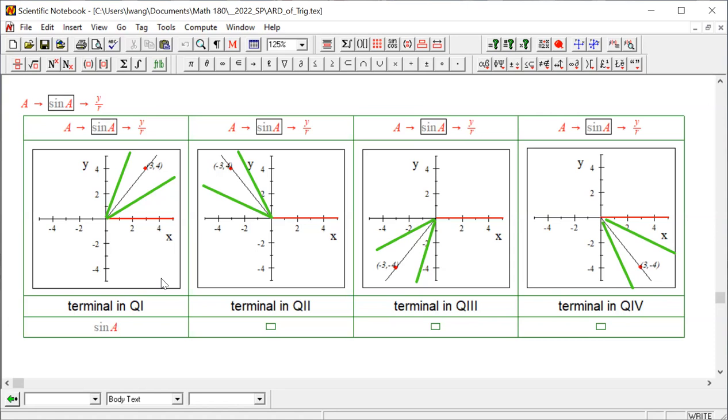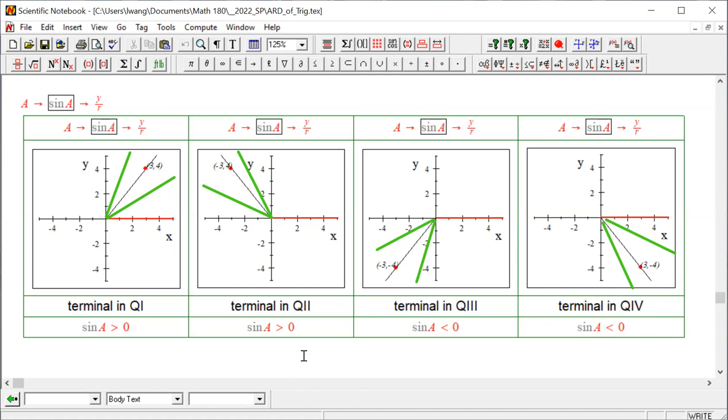Is positive, greater than 0, right? Sine is greater than 0. Terminal in the third quadrant, sine A will be negative.